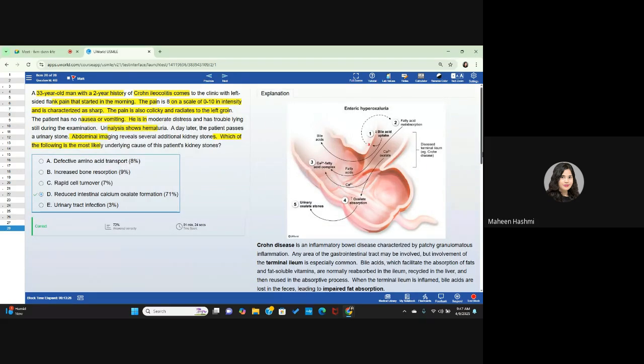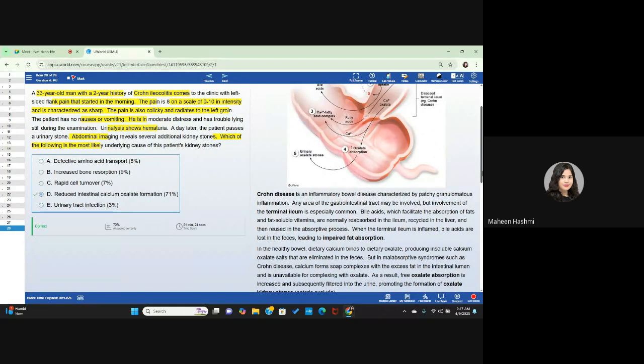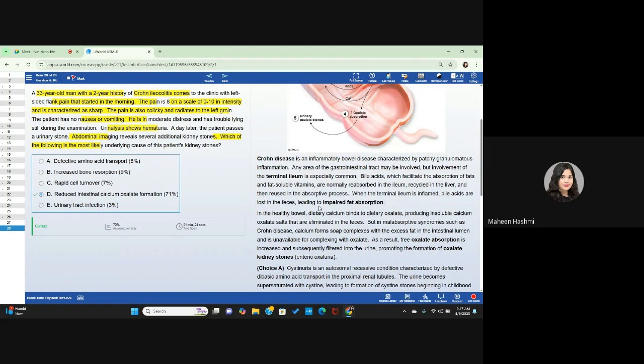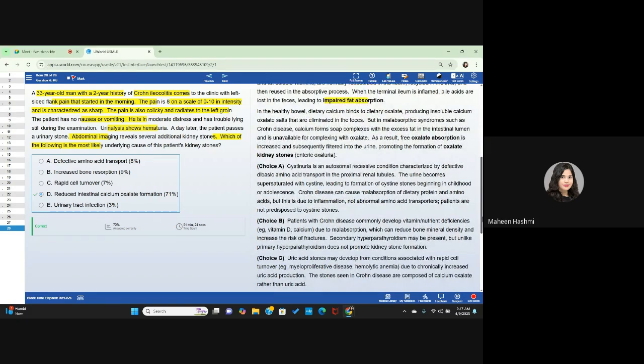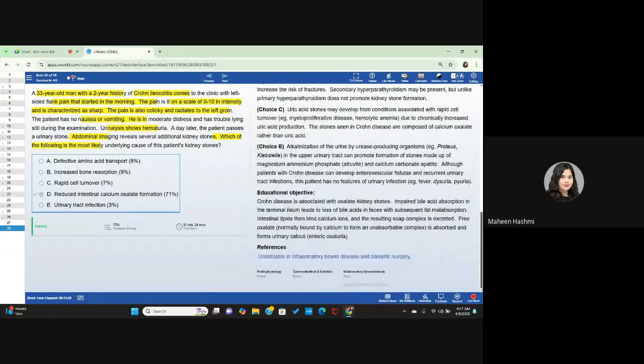So again, we know that calcium oxalate stones are characteristic of Crohn's disease. Again, it's because of impaired fat absorption, and when you have that, it promotes calcium oxalate stone formation, and because of that, we have stones.